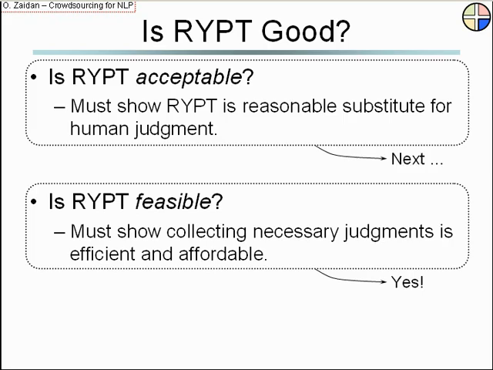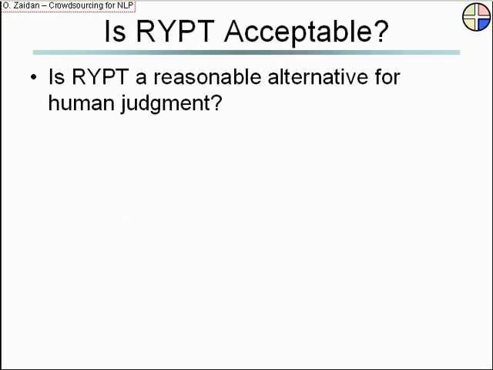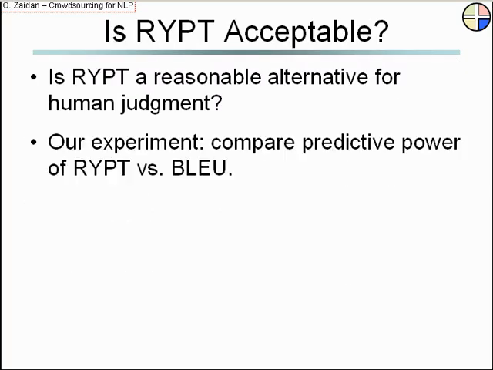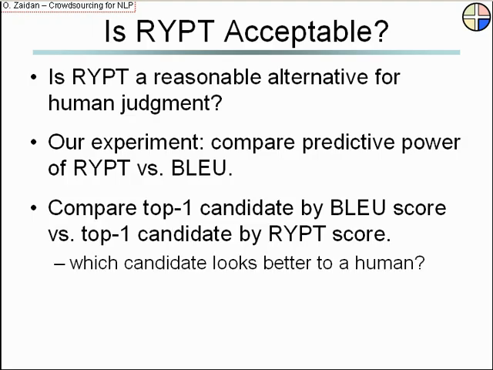So, is RIBES an acceptable metric? Is it a good substitute for human judgment? And what we're going to do here is a little experiment that compares the predictive power of RIBES versus BLEU. We will compare the top one candidate by BLEU score versus the top one candidate by RIBES score and ask a human annotator which one of those two is a better translation.